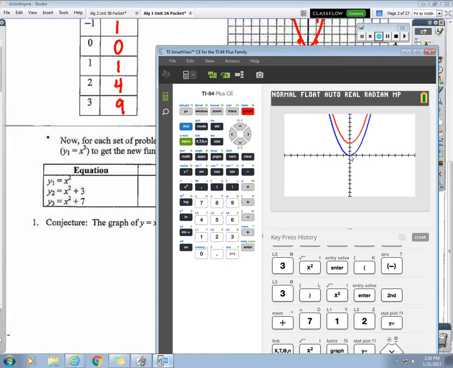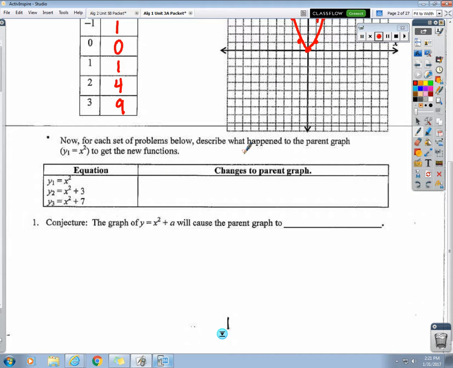Look, the blue one, the original one, that was just x squared plus 0, started at 0. This one that was x squared plus 3, didn't it move it up 3? And that's all it did. It did not make it smaller. Okay, and I'll prove to you why. But first, let's write that. So this one moved the vertex up 3 units.